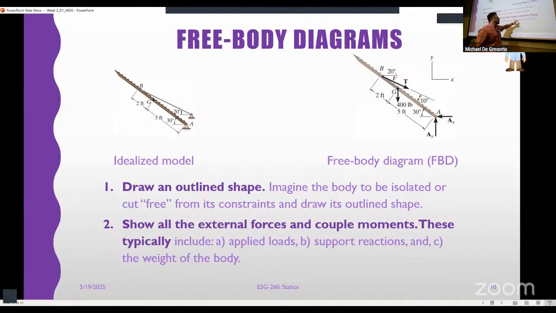So again, this is our truck gate. I know we talked about that last time, and you'll see here at the end, instead of having our connection point, we've got our reaction forces. So what do we have to do? Well, we're going to draw our shape. We're going to imagine the body to be isolated or cut free from its constraints. And then we're going to show all the external forces, and so that's applied loads, support reactions, and the weight of the body. Last time we had just gotten to where we were going to start talking about reaction forces, I believe.